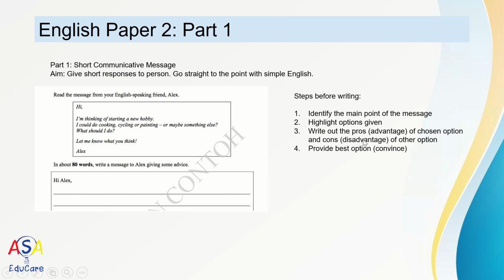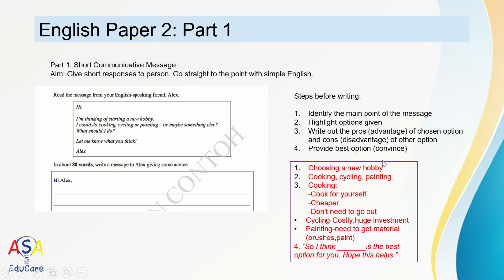Okay, so at the end I've got to put the best option, which is cooking in my case. For this example I'm going to focus more on cooking. So here I've already answered. Okay, the main point is choosing a new hobby, and then I've got to highlight the options, which are cooking, cycling and painting, and I'm going to write out the pros for cooking, which is my point here. Cook, cheaper, don't need to go out. Disadvantage for the other options is cycling and painting. Okay, I've already written out the points here. And the last one, best option.